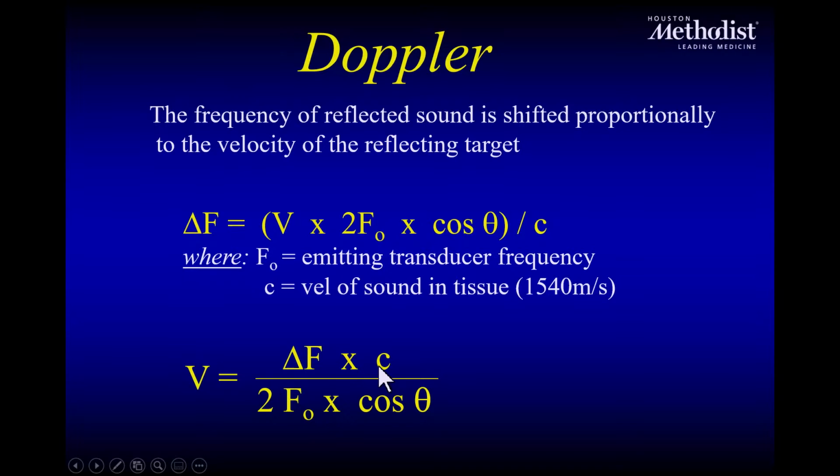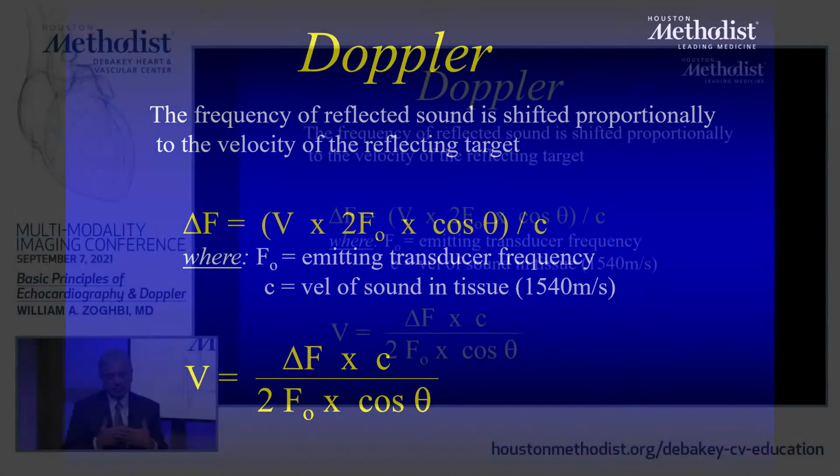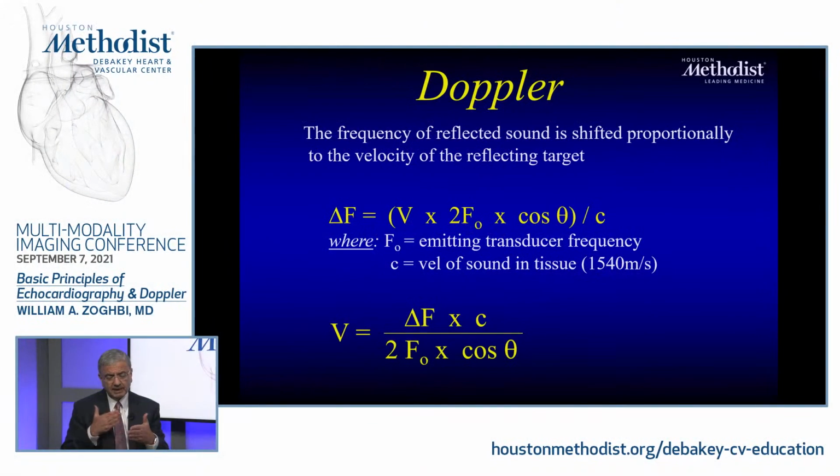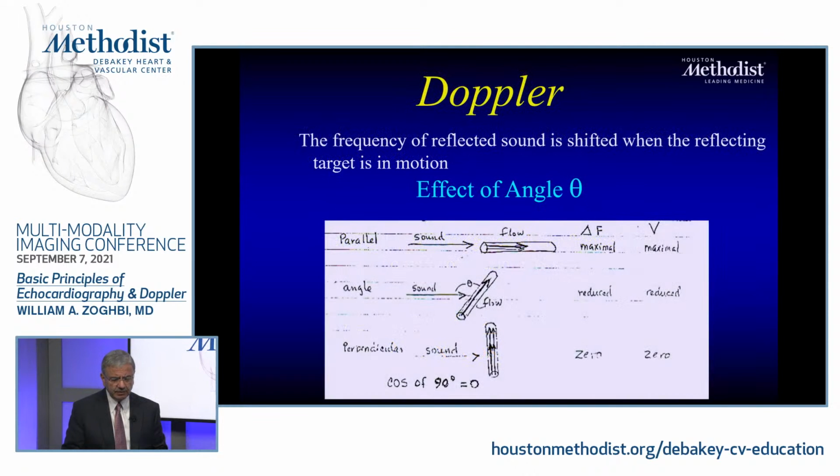Notice that there is a constant, the velocity of sound in the tissue, but also there is a cosine theta, which is the angulation of the ultrasound beam with the velocity that you're trying to interrogate. So at 0 or 180 degrees, this is 1 or minus 1, but at 90 degrees, there is no frequency shift, so the velocity is 0. It doesn't mean the red cells are not going at a certain velocity, and therefore the dependence on angulation.